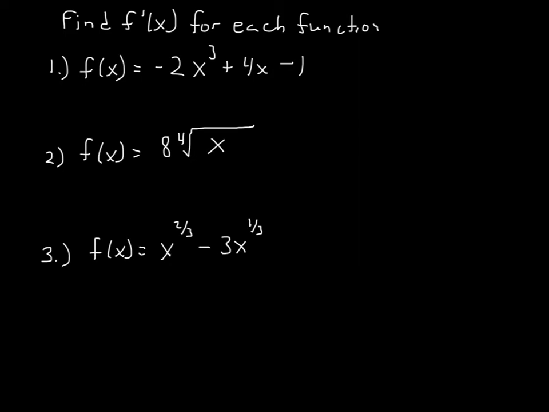Now it's your turn. What I want you to do is find f prime of x for each function. In the first function, f of x is equal to negative 2x cubed plus 4x minus 1. The second function is f of x equals 8 times the fourth root of x. You might want to think about how that can be represented with an exponent. And the third function is f of x equals x to the 2/3 minus 3x to the 1/3. So what I'd like you to do is pause the video, identify the derivative of each one of those functions using the rules that we've talked about so far, and then come back and we'll go through the answers.